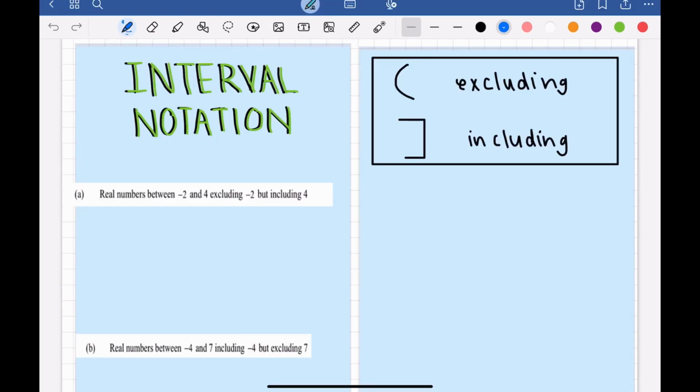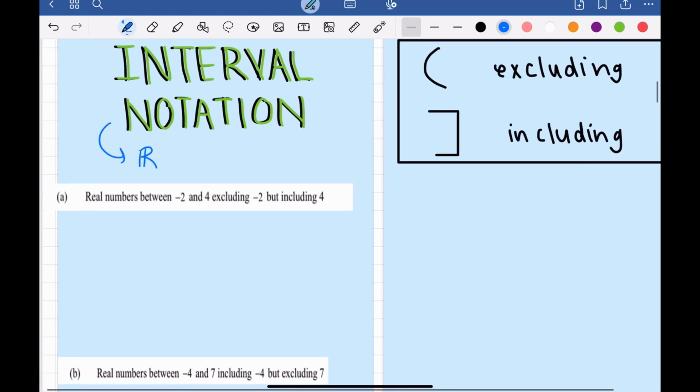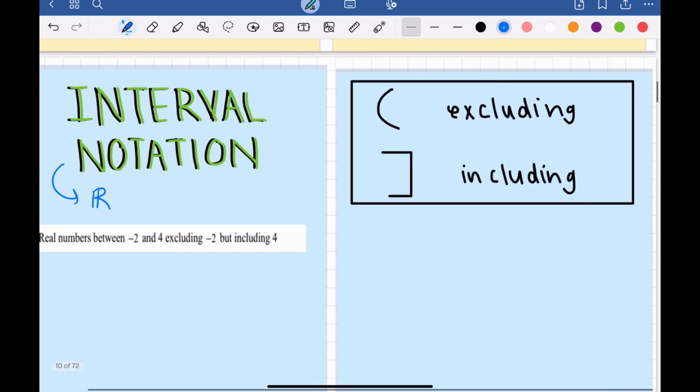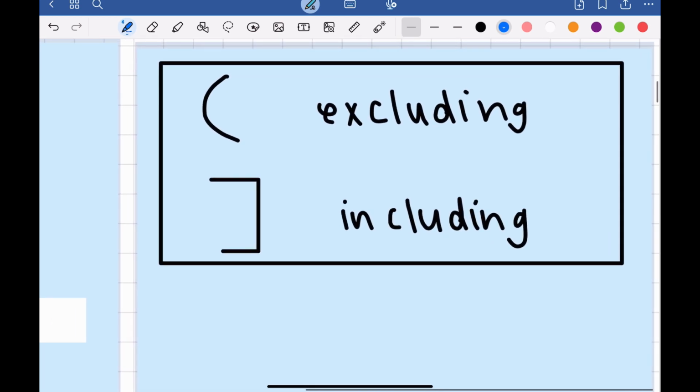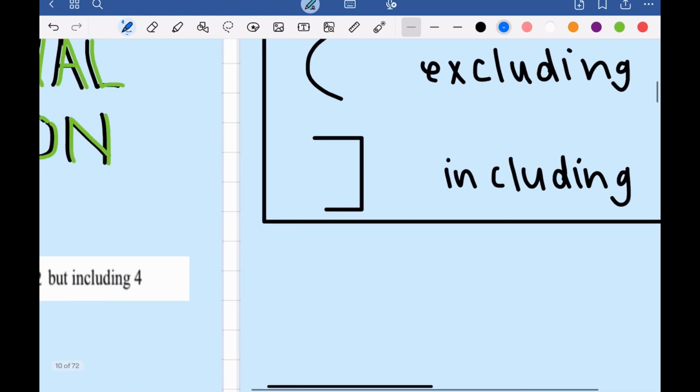Okay, the next part is called interval notation. It is always applicable to real numbers. That's one thing that you should note. So it's not necessary to specify the symbol because we know it's for real numbers. Okay, so here on the right hand side, I'm just showing you that we use a round bracket for exclude and a square bracket when we talk about including something.